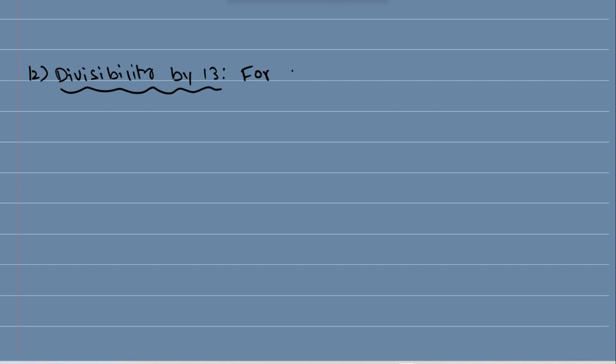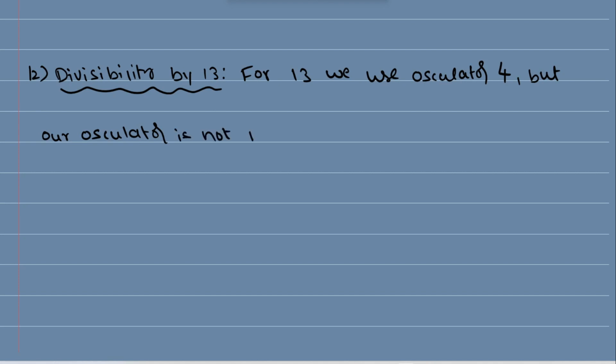Okay, for 13 we use oscillator 4, but our oscillator is not negative here.